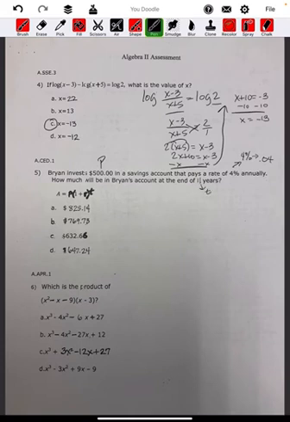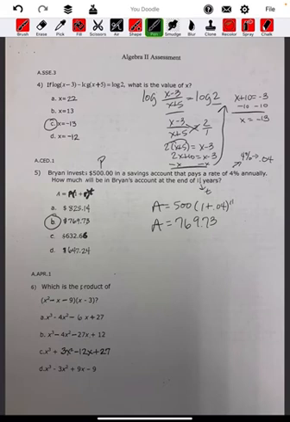So now we just plug that into the formula and get A equals 500 times 1 plus 0.04 to the 11th power. If you put that in the calculator, you should get A is going to be equal to $769.73. And that's option B.